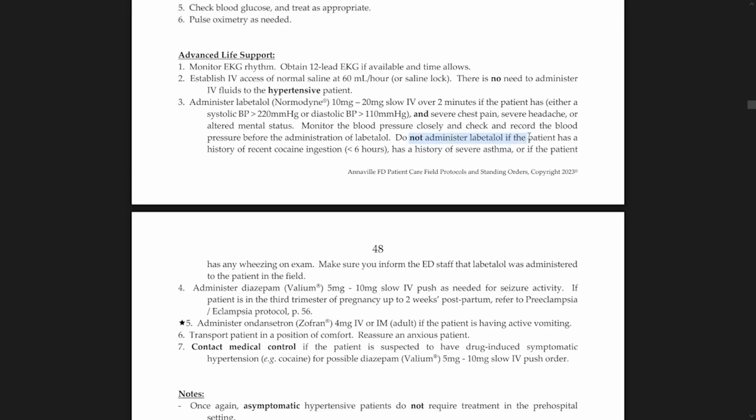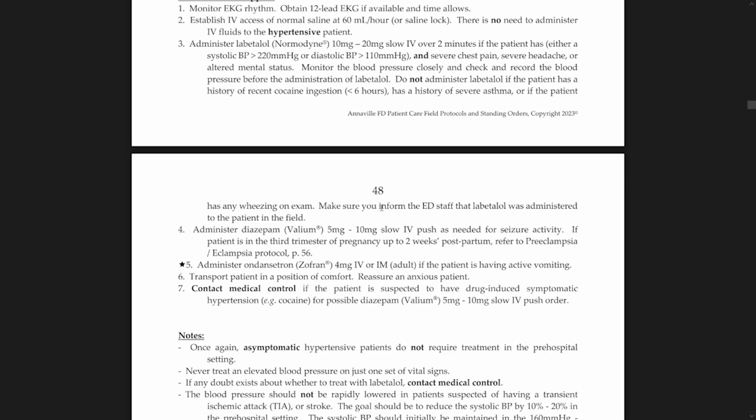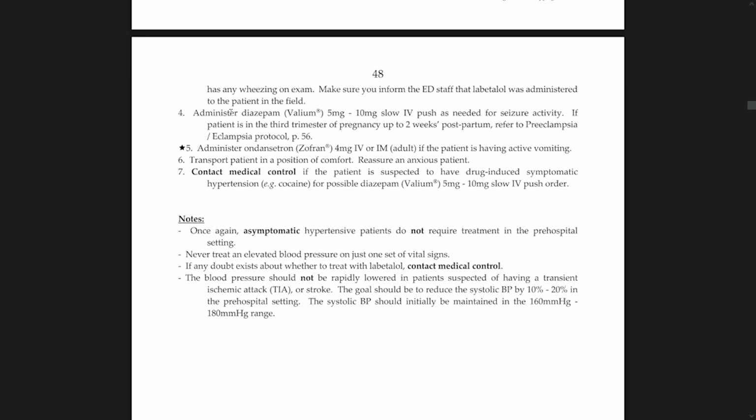Do not administer labetalol if the patient has a history of recent cocaine ingestion, less than 6 hours, and has a history of severe asthma, or if the patient has had any wheezing on the exam. Make sure you inform the emergency department staff that labetalol was administered to the patient in the field. Administer diazepam, Valium, 5 milligrams to 10 milligrams with a slow IV push as needed for seizure activities.